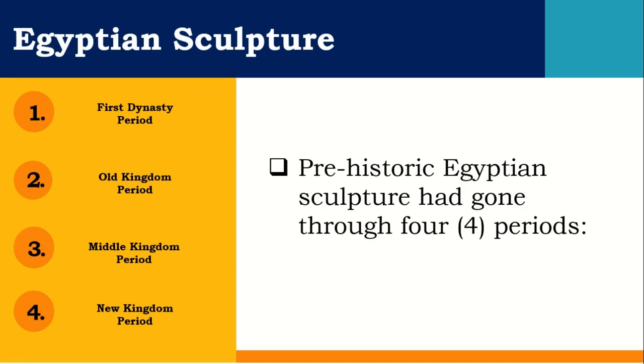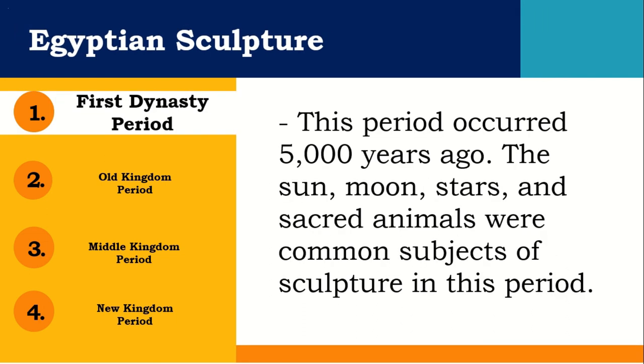Let us have first this Egyptian sculpture. Prehistoric Egyptian sculpture had gone through four periods. The first one is the First Dynasty period. This period occurred 5,000 years ago. The sun, moon, stars, and sacred animals were common subjects of sculpture in this period.